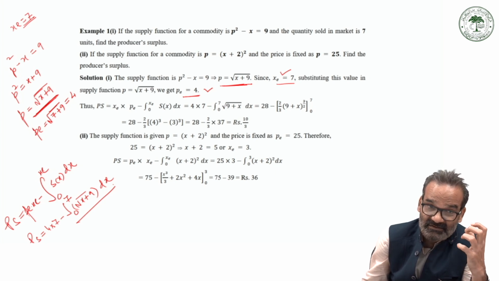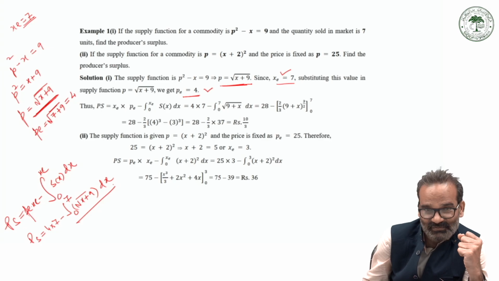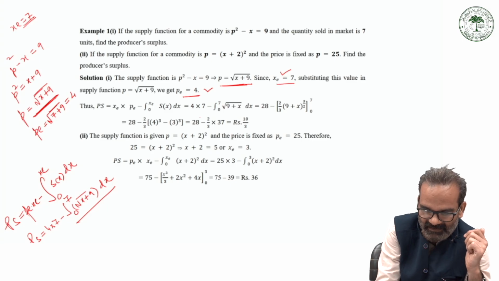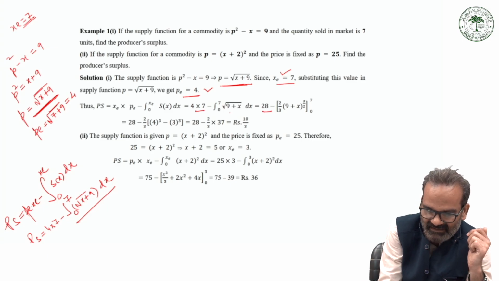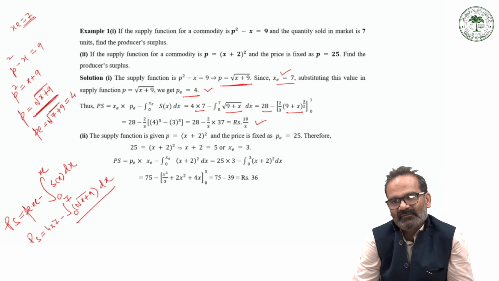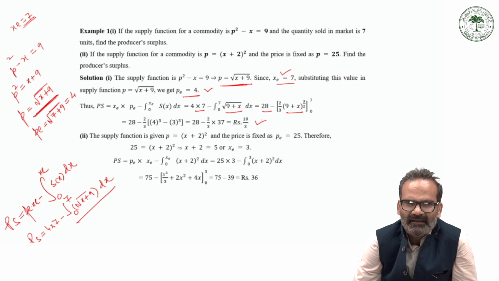So you must be very well equipped in the process of integration to determine the area under the curves as well as the consumer and producer surplus, right? 4 into 7, that is 28, and the integral of this is this. Substitute these values. So the producer surplus is coming out to be rupees 10 by 3, right?